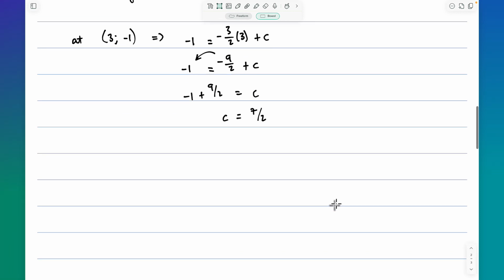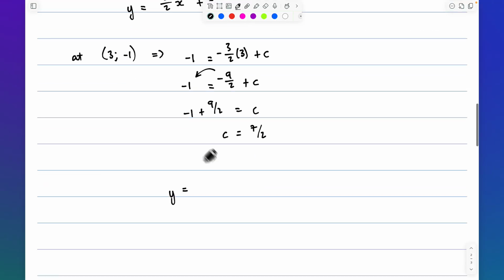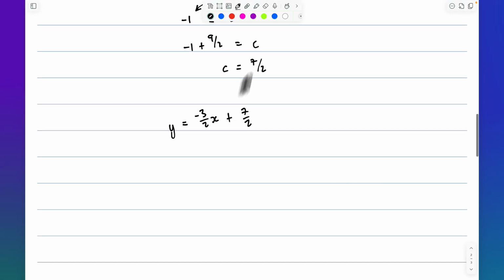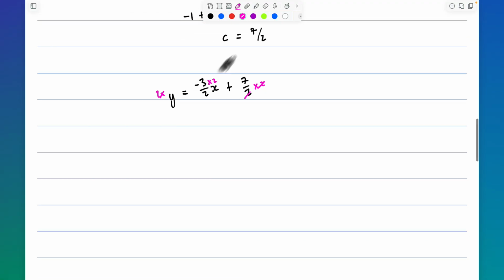Which means plugging back into our equation, this becomes y is equal to your gradient, which is negative 3 over 2, x plus your c value, which is 7 over 2. If you don't want the denominators, you can multiply everything by 2, which means this equation becomes 2y is equal to negative 3x plus 7, because these 2's cancelled. So you can write this in different forms.